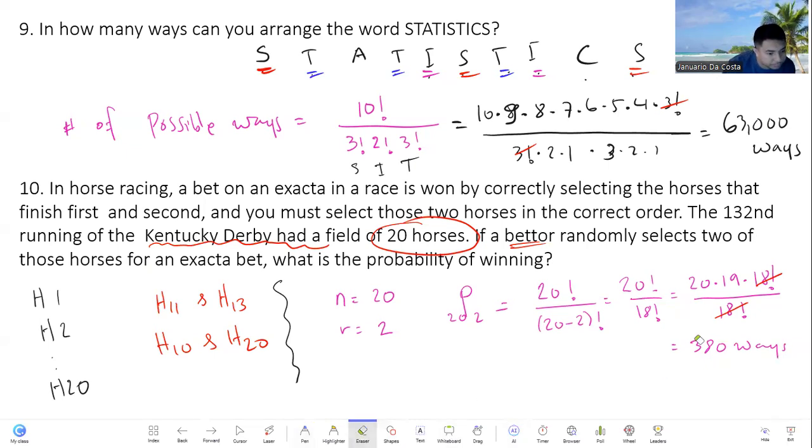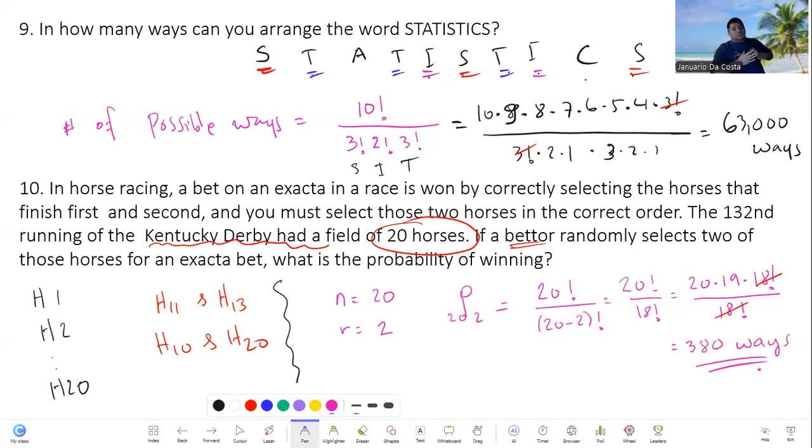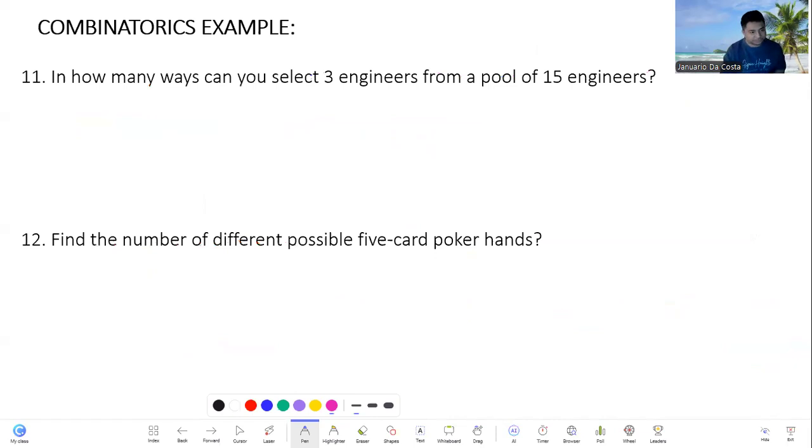Double check my math, okay? All right, so that is a bunch of examples that I have given you on the permutation problems. Any questions? None, teacher. Okay, let's do some examples on combinatorics problems.